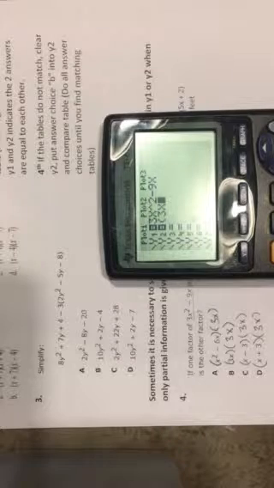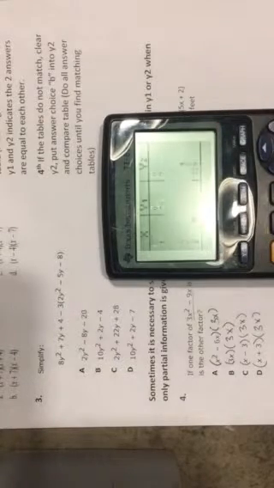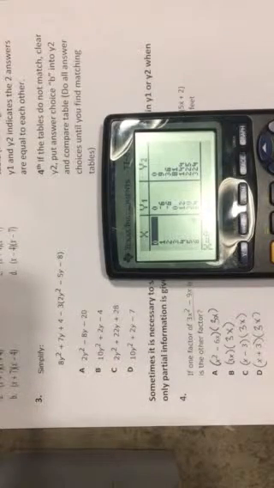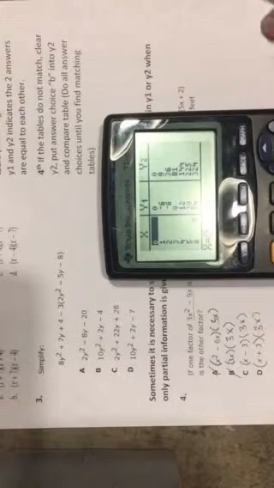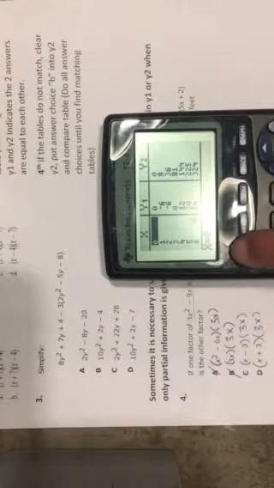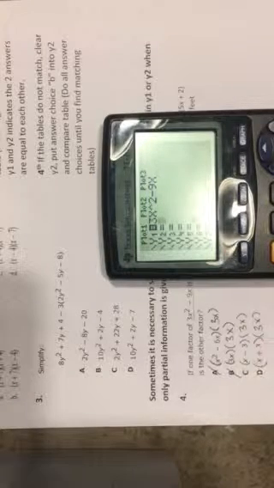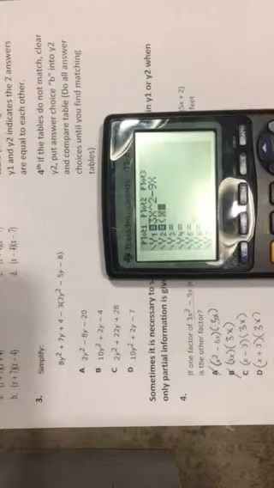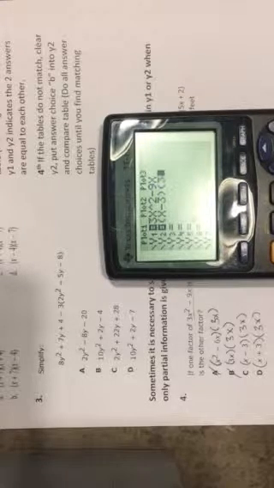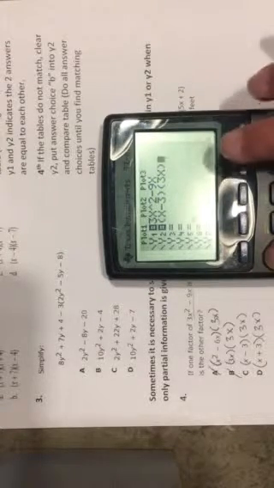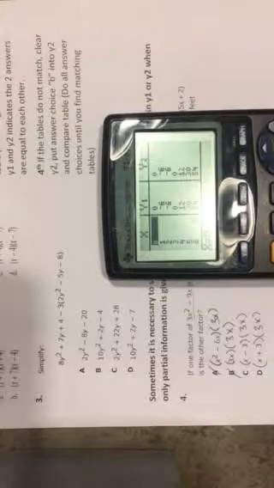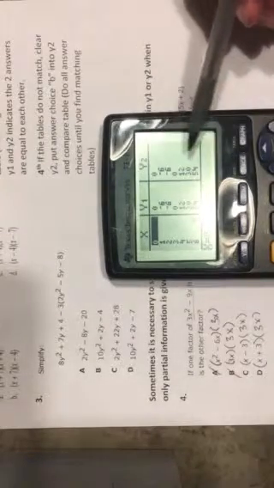Parentheses, 3x times 3x. Second graph, compare the tables. Those don't match. Parentheses, going to C. Second graph. And those tables do match.